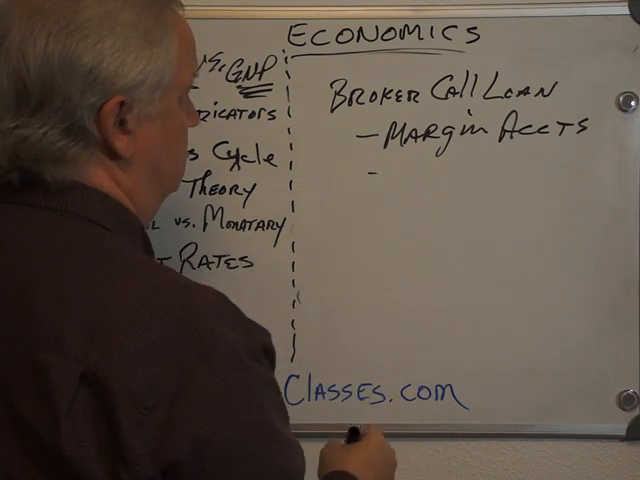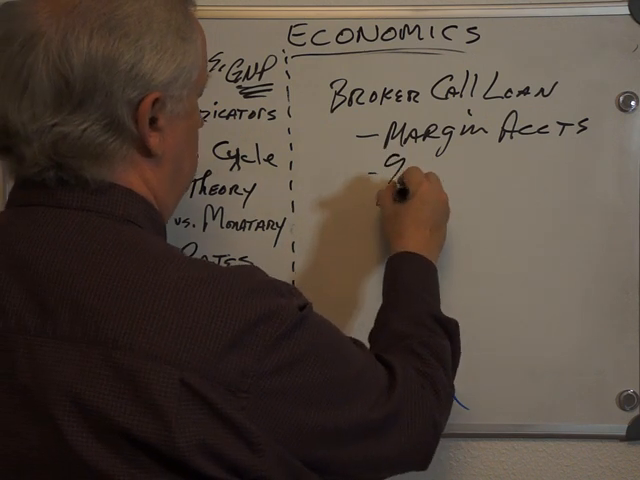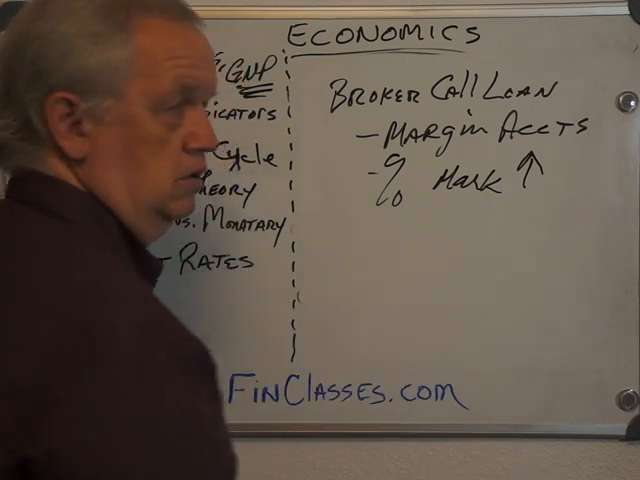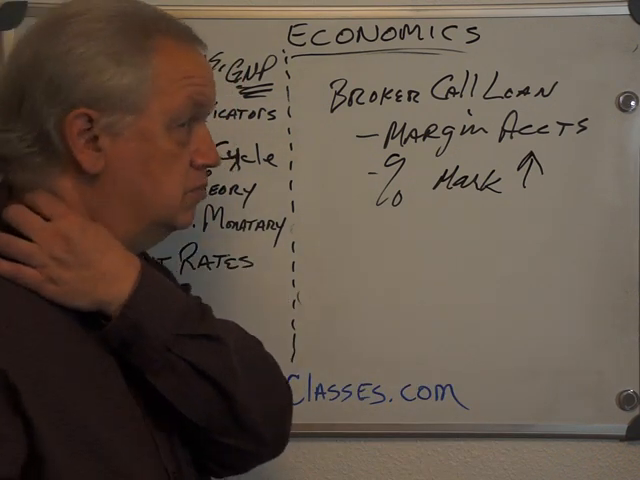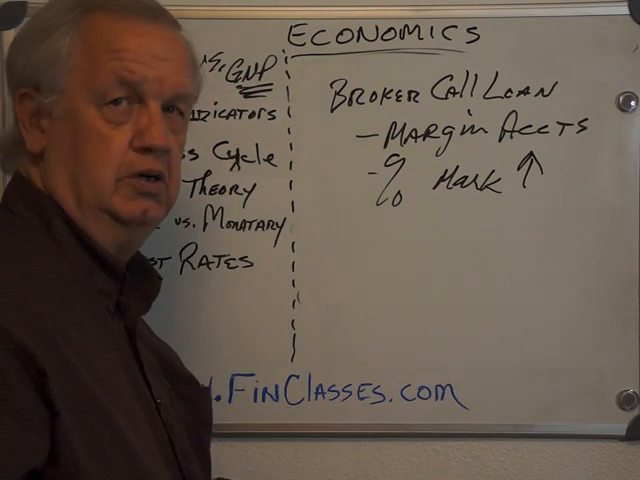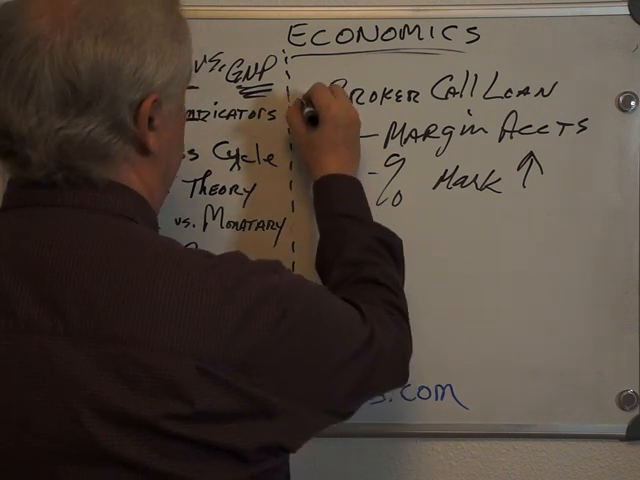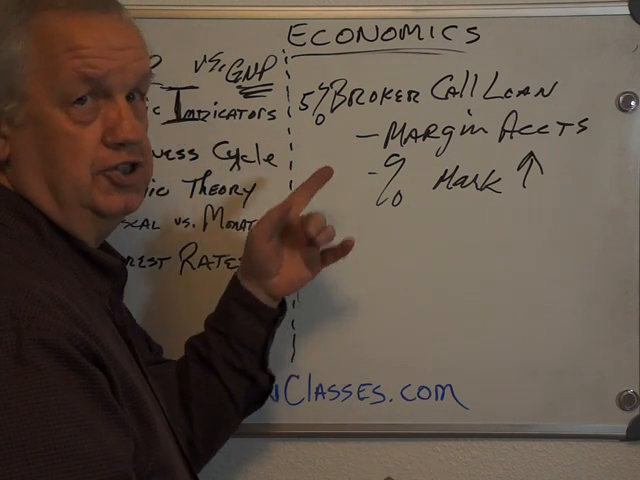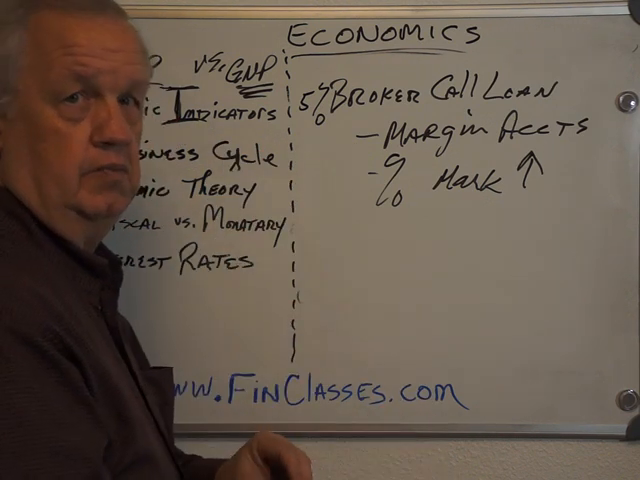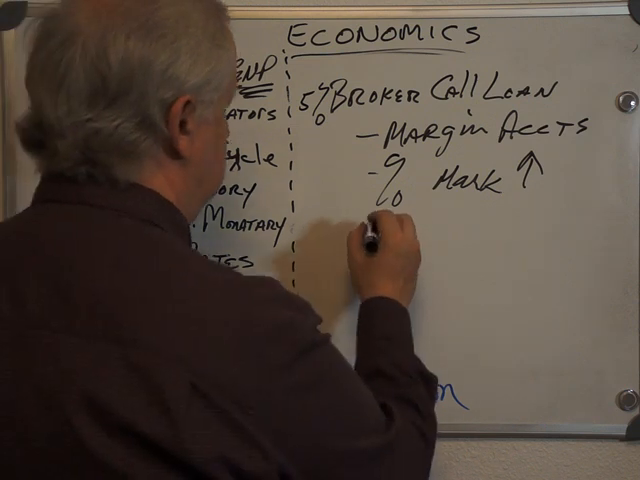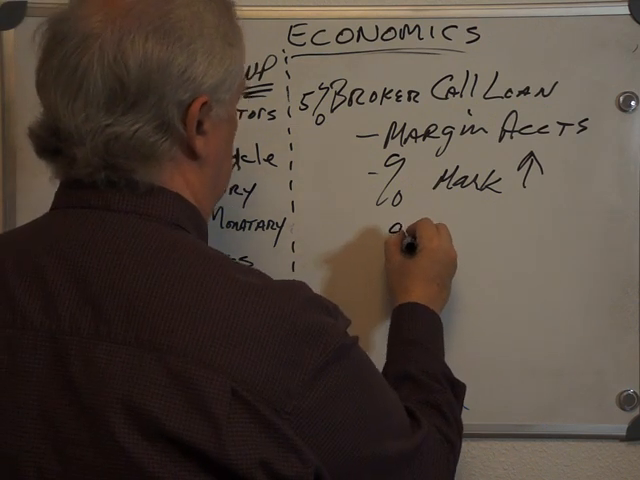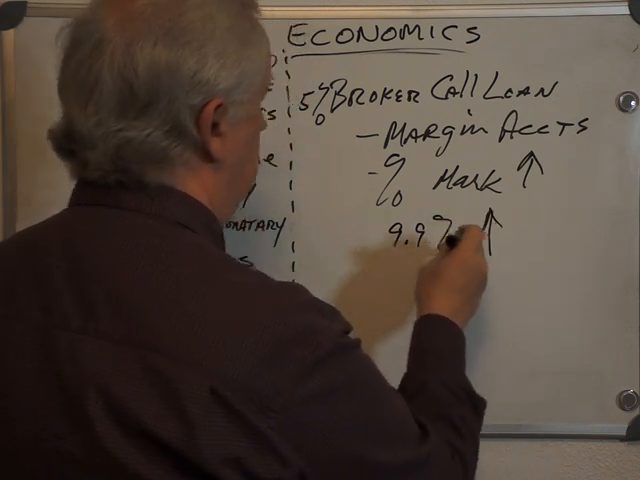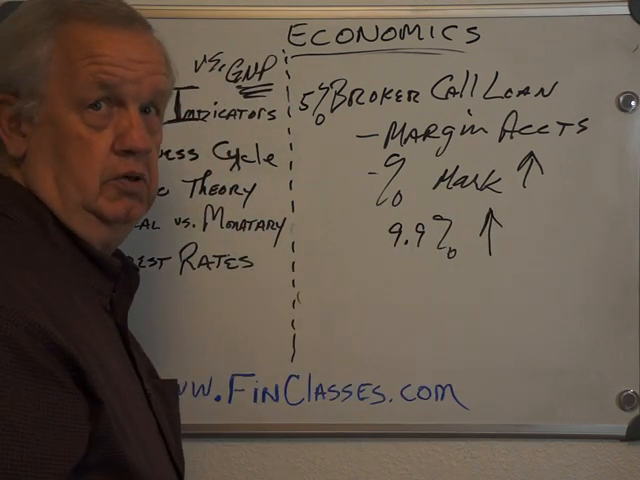and they mark it up. And that's how you get interest, and you get charged. Maybe the broker call loan rate is 5%. Maybe it depends on how much. The more you borrow on margin, the lower the rate is. Okay? But typically it starts at 9.9%. And it goes up from there, from what the broker-dealer is charging you.